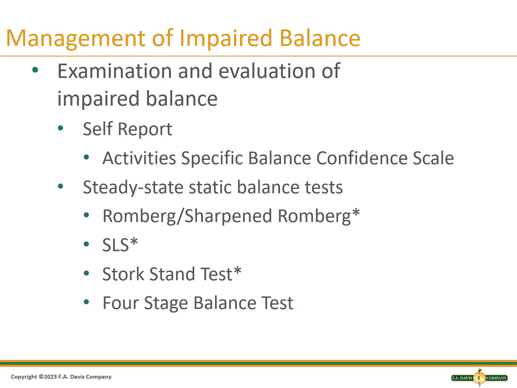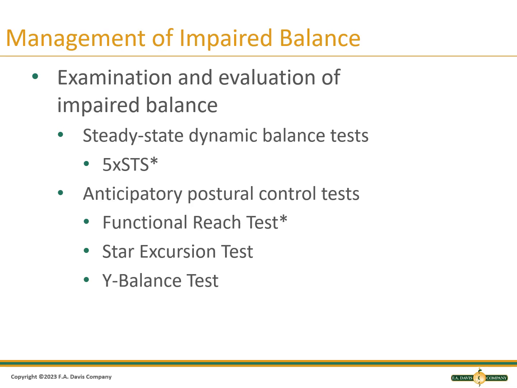Steady-state balance tests are tests where the patient has to maintain static positions throughout the entire test. So examples of these can include the Romberg, a single leg stance, a stork stand test, and the 4-stage balance test. The ones that are starred we will perform in class and may be on your skills check or practical. Steady-state dynamic balance tests look at a patient's ability to maintain a static position after a dynamic movement. So we'll use the 5 times sit to stand in class to look at this because that requires maintaining a static balance in standing after moving from a seated to standing position and then having to transition in between those.